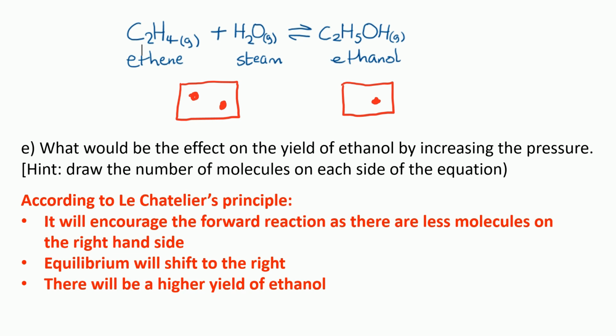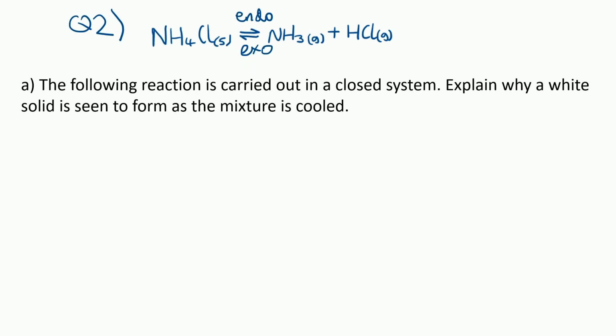This time we've got a different reaction. This is a good example of a decomposition reaction because we've got ammonium chloride breaking down to make ammonia, which is NH3, and also hydrogen chloride. And the question is, the following reaction is carried out in a closed system. Explain why a white solid is seen to form as the mixture is cooled.